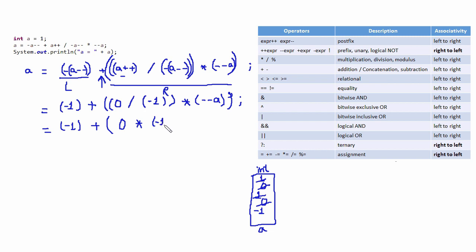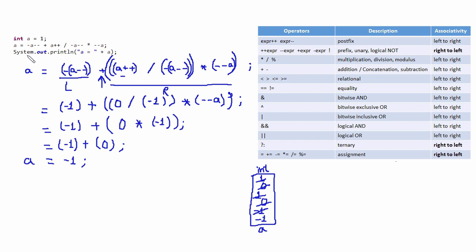So it says minus 1 equals minus 1 plus 0 multiplied by minus 1 is 0, equals minus 1 plus 0 is minus 1. So this equation says a equals minus 1. Now this means assign minus 1 to a. This will override the current value. Even though the current value is minus 1, it is going to override it with the new value, minus 1.